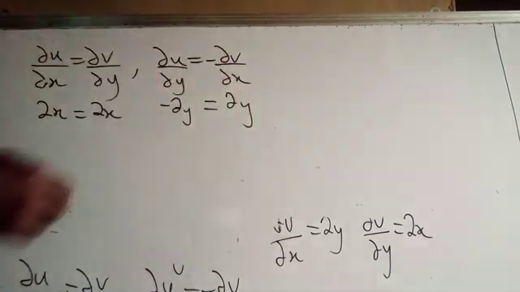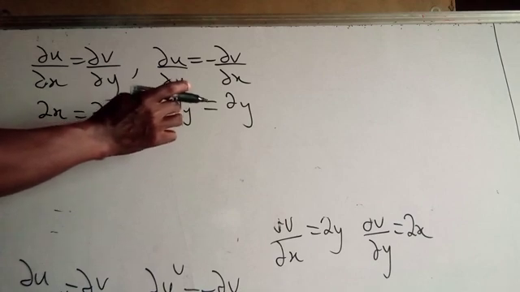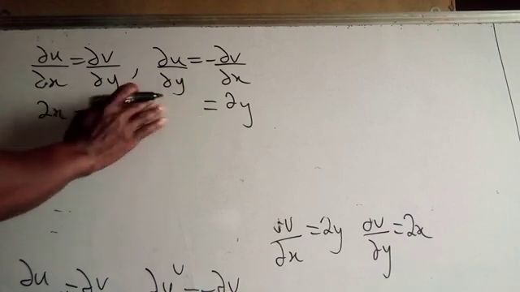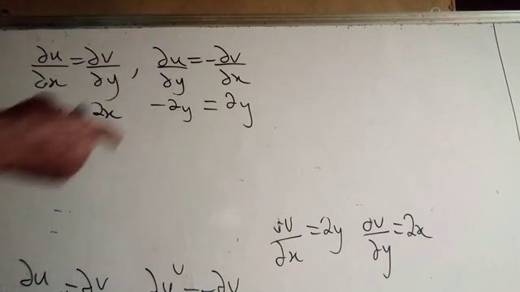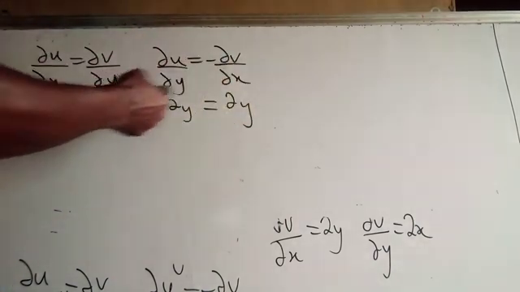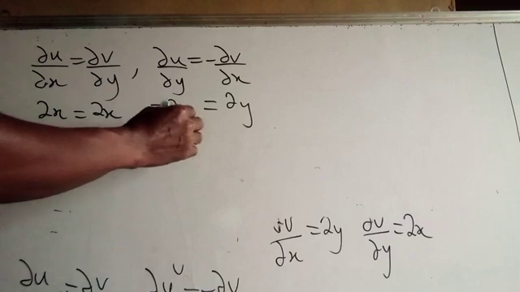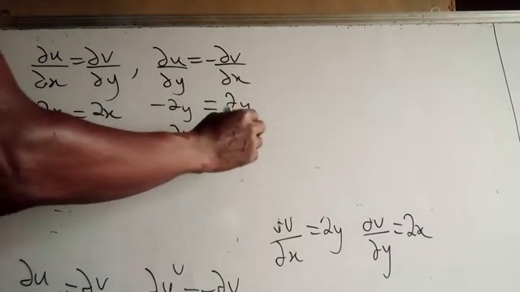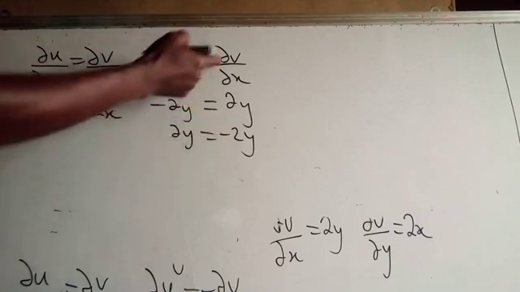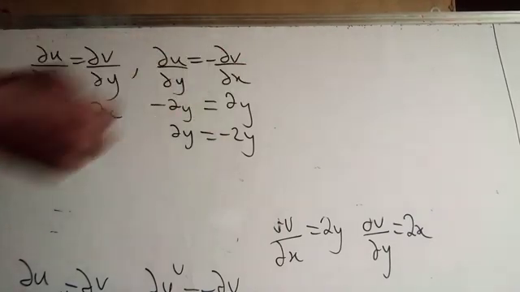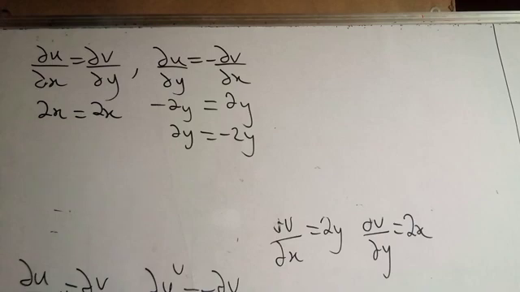2y. So now here, minus our du dy was minus 2y. If you multiply through by a minus sign, this gives 2y equals minus 2y. So we are saying that the u dy should be equal to minus what you have as dv dx. I hope you understand that.